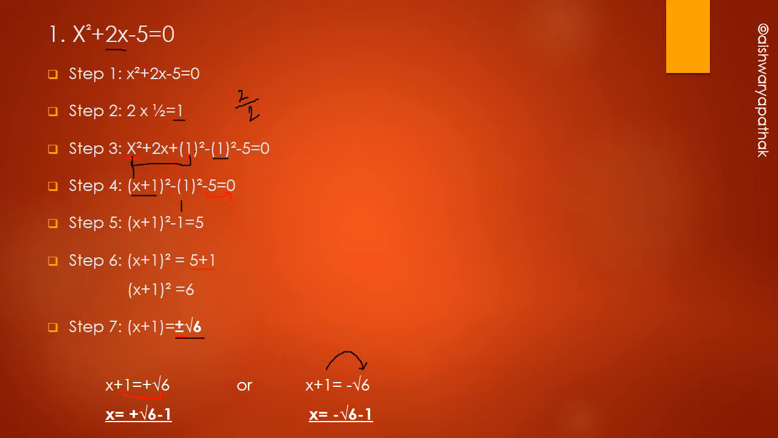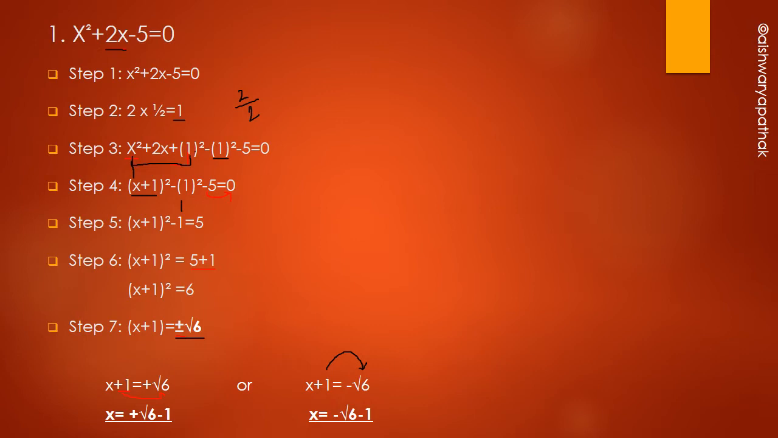The square is on the left hand side, like (x plus 1) whole square. To remove that square sign, you have to take the under root sign on the right hand side with a plus minus sign. So here I have taken this plus minus under root 6. Don't forget, students.